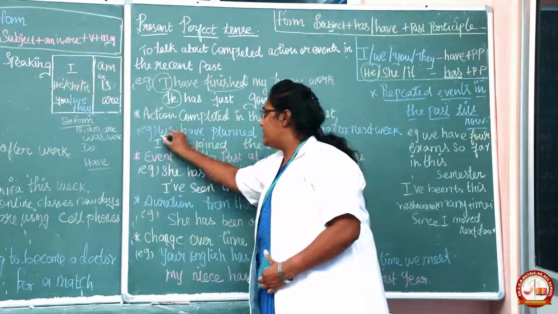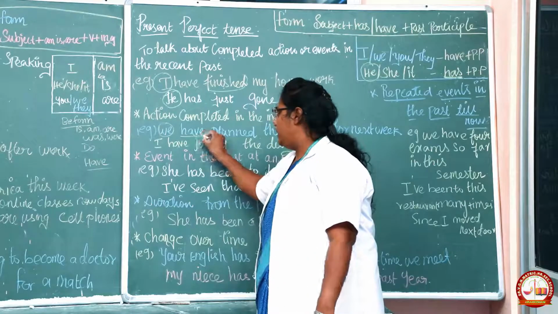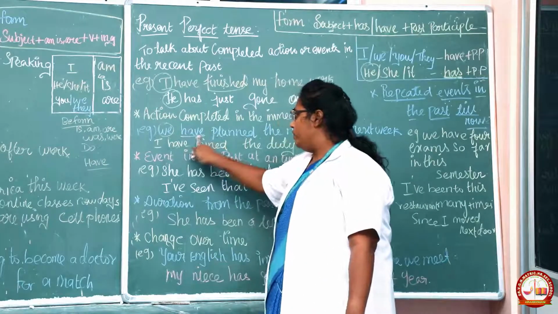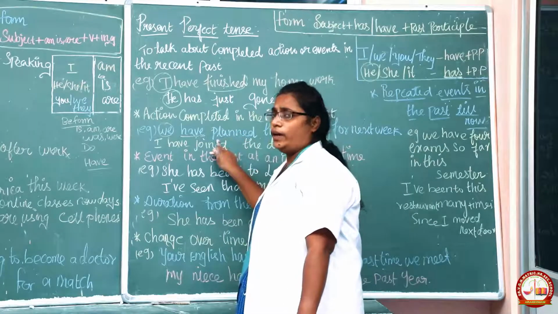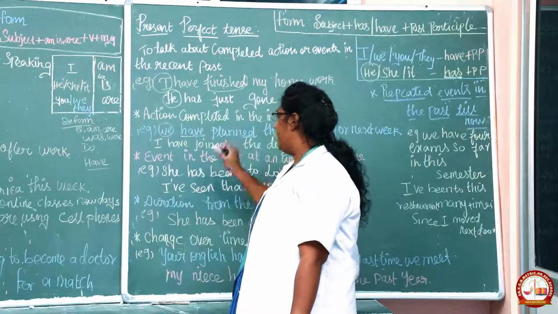Again, as I said, be is here. Then I have used "has" here, since it is third person. Then I have used "have". Then the verb is "plan", that is a regular verb, so it is adding "ed" to the main verb.